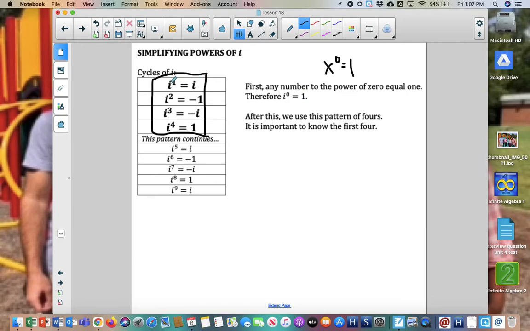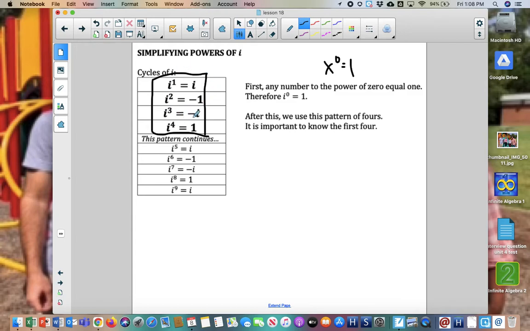Okay, now from there you should also already understand this one, which is i to the first. Anything to the first power is itself. So i to the first power is i. And then from there, i to the second is negative 1, i to the third is negative i, and i to the fourth is 1.